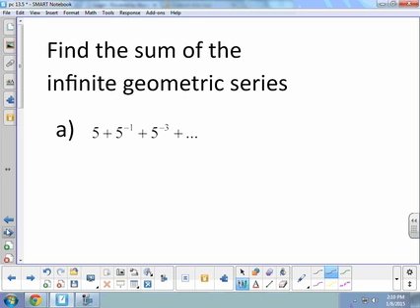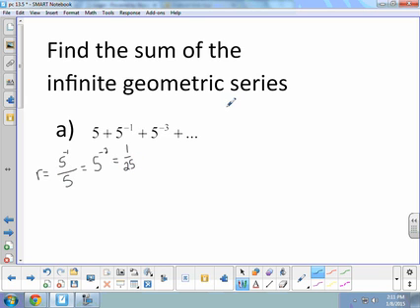Alright, well, this one looks like it's going to be a fun one. It's going from 5 to plus 5 to the -1 plus 5 to the -2 plus 5 to the -3 and so forth. Now let's figure out what our r is going to be. If you're having a hard time with it, take one of your terms and divide it by the previous one. So I took that 5 to the negative 1, divided it by the previous one, and that would give me 5 to the negative 1, or 1/5.